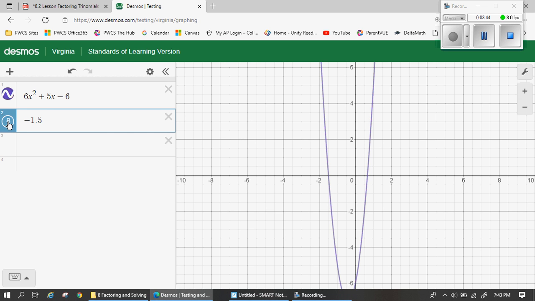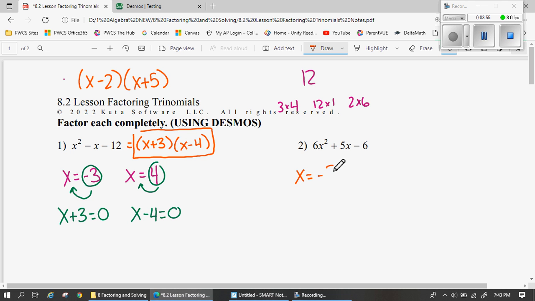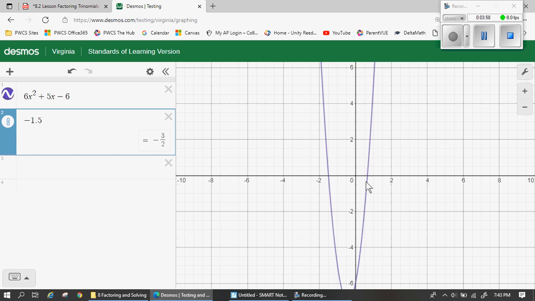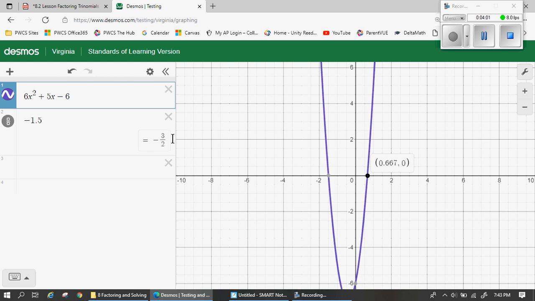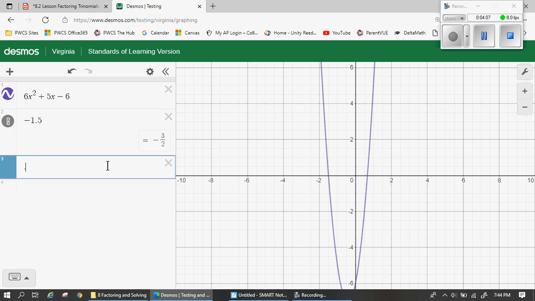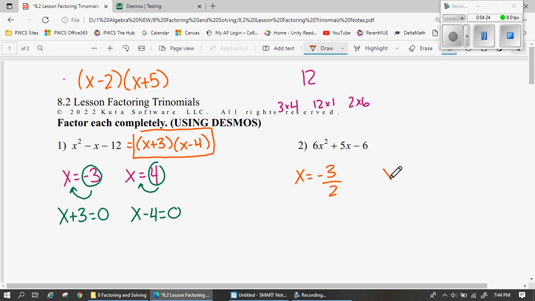And then I can hit this fraction button here and it can tell me what that is as a fraction. So one of my solutions is x equals -3/2. And then my other one was 0.667. 0.667 is a rounded decimal. It's really 0.6666, lots of sixes. So I can do the same thing. I can put a bunch of sixes in there. And then I can hit this fraction button. And it tells me this fraction is 2/3. So 0.667 is 2/3. So I can say x equals 2/3.